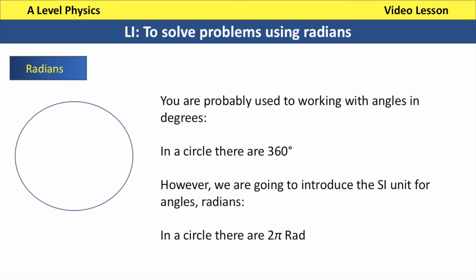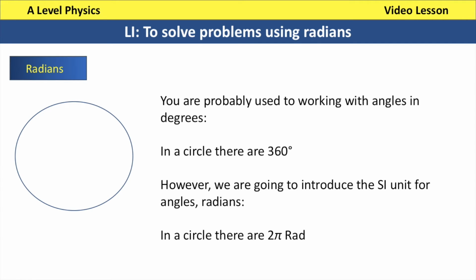Okay, so in terms of working with angles, you're probably used to working with angles in degrees, and you know from Key Stage 4 maths that in a circle there are of course 360 degrees. However, we're going to introduce the SI unit for angles, which is in fact radians. Now in a circle there are 2 pi radians. That can be written as 2 pi with a little c as a superscript, or it can be written as 2 pi rad, which is what I've gone for there.